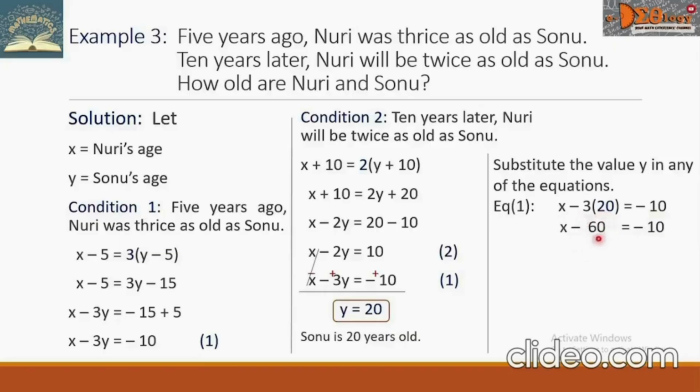We transpose this negative 60 to the right. So x equals negative 10 plus 60. And the right side becomes 50. So x equals 50. In the beginning, we said that x is Nuri's age. So, Nuri is 50 years old.